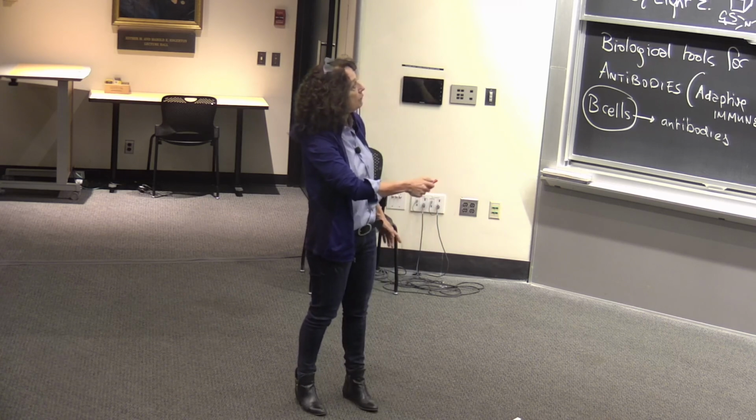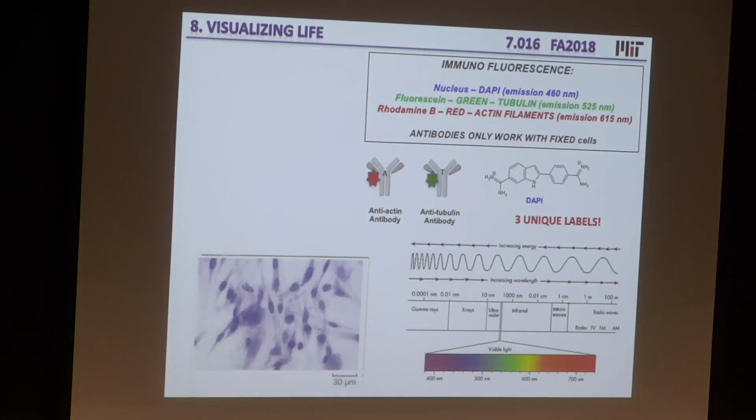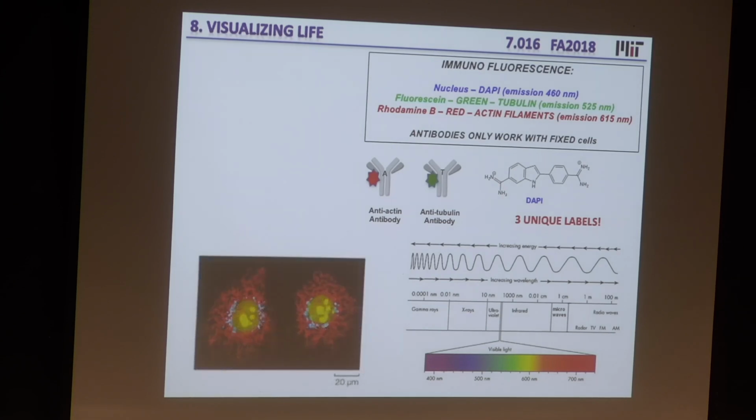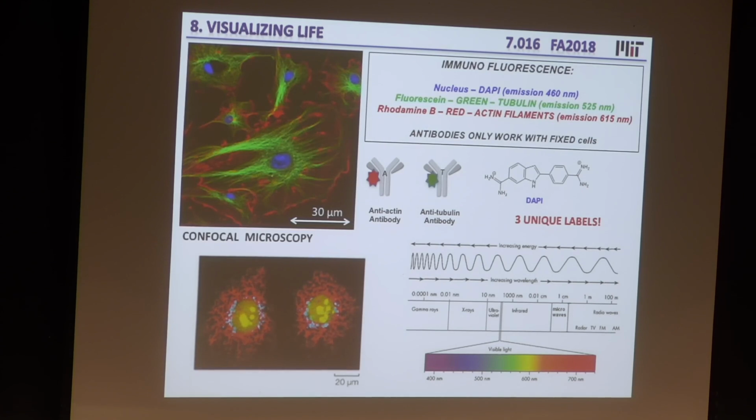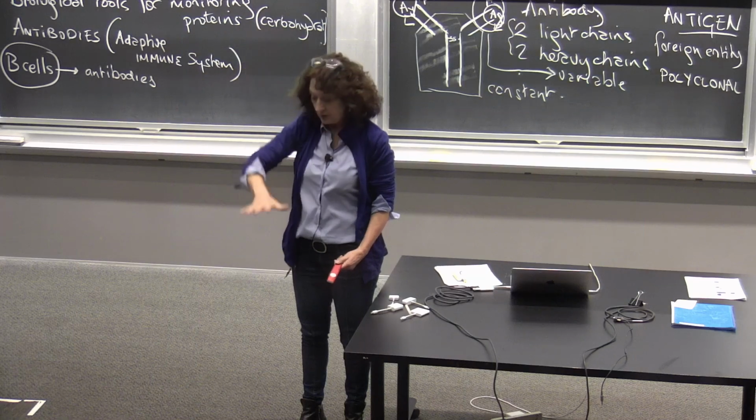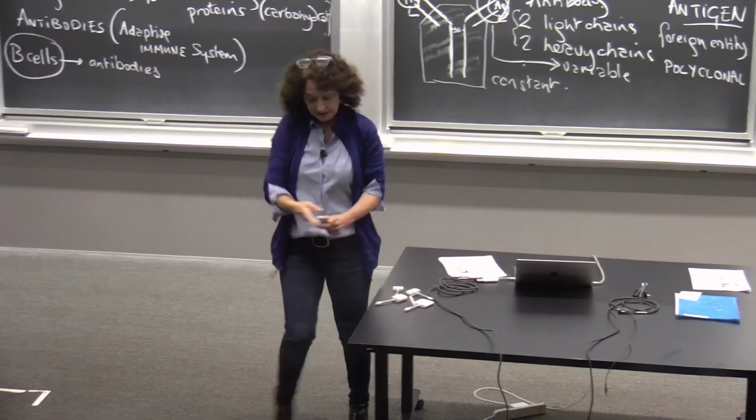So here is a bright field view of cells. That's a little bit more specific. That's okay too. But this is what I really want to show you. This is what you could achieve with DAPI and an antibody to actin and an antibody to tubulin. And you could look at the various colors of the fluorescence emission.